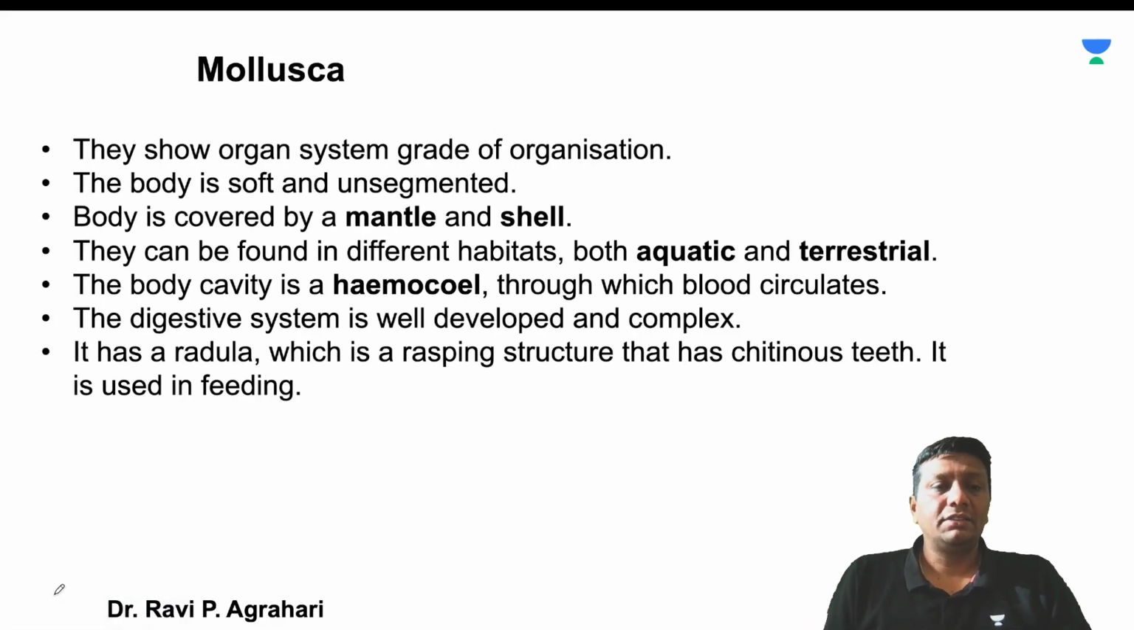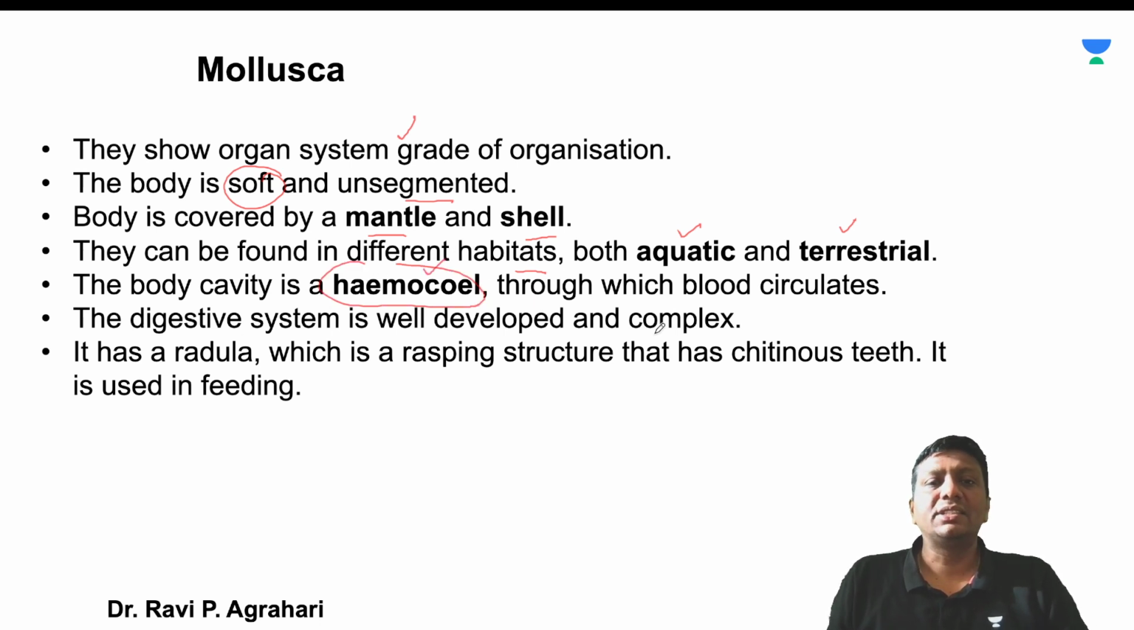Molluscans, another phylum, guys. They show the organ system grade of organization. The body is soft, unsegmented, and covered by mantle and shell. The molluscans have different habitats, like aquatic and terrestrial systems. Everywhere they are available. The body cavity is what?